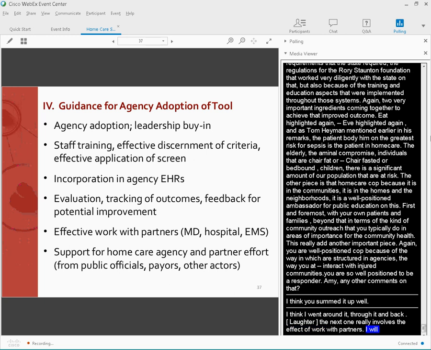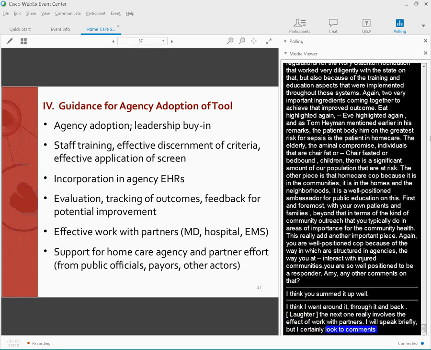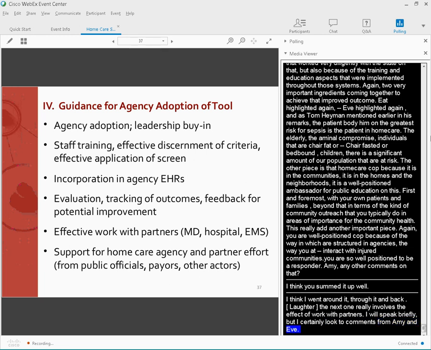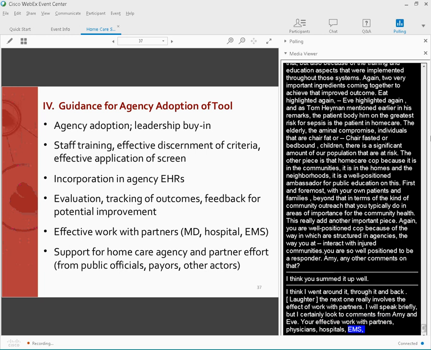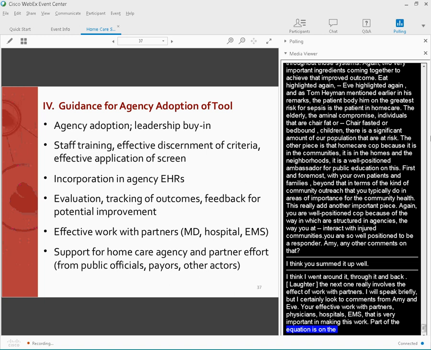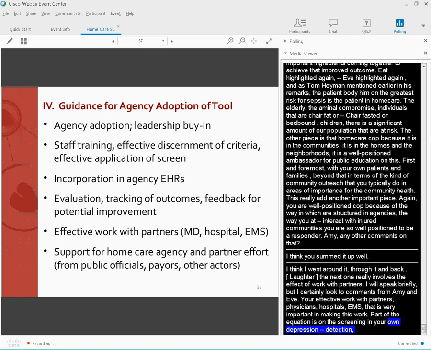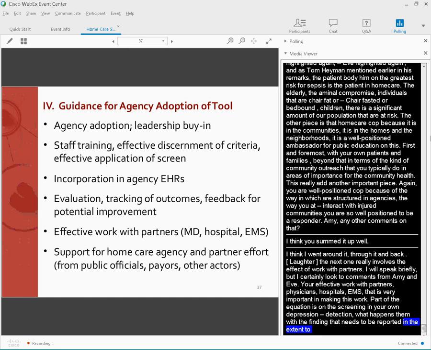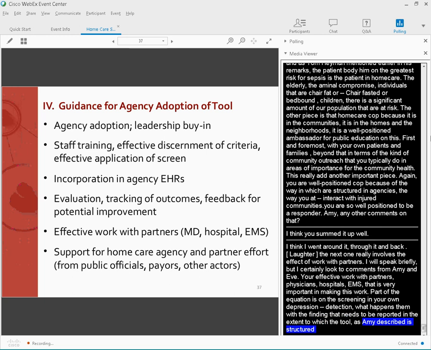So effective work with partners, physicians, hospitals, EMS, is very, very important in making this work, because part of the equation is obviously your screening and your own detection, but then what happens when there's a finding that needs to be reported. First, the tool, as Amy described, is structured with a natural crosswalk in language and criteria to connect to these systems. But secondly, the familiarity of your own agency staff in communicating with that language and those criteria that folks are going to be looking for is so critical.